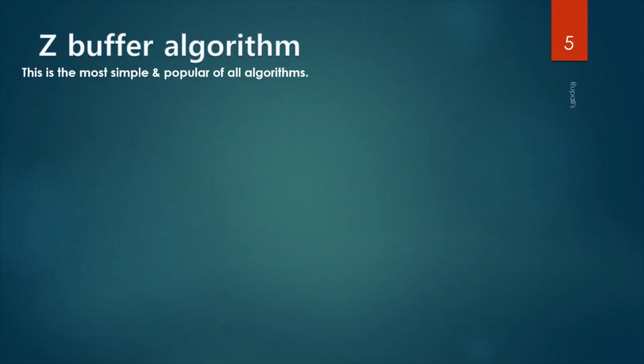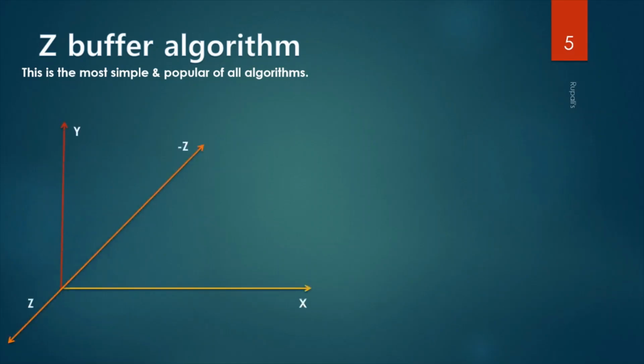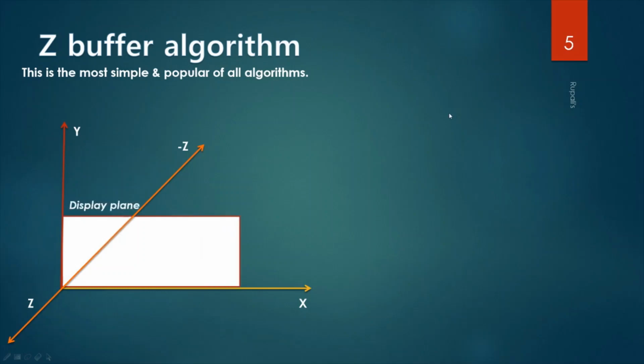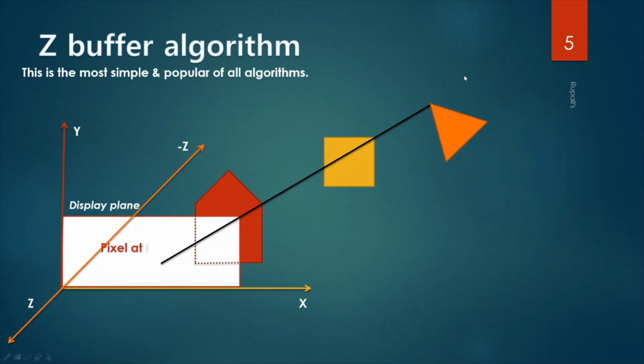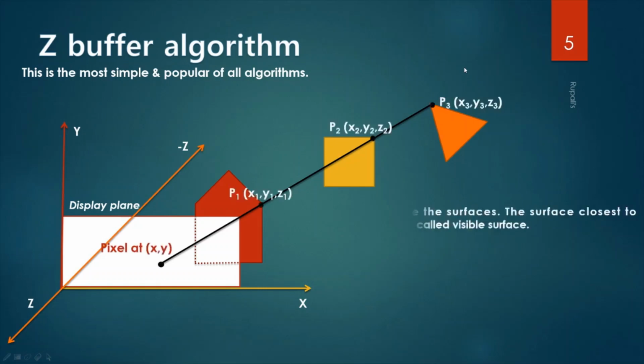Now, the Z-buffer algorithm. This is the simplest and most popular of all the algorithms. See here, this is our display plane and these are the surfaces. P1, P2, P3 are the surfaces. These three are the surfaces. The surface closest to the projection plane is called the visible surface.